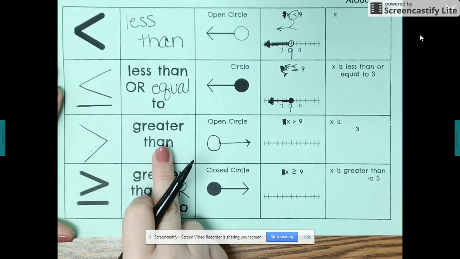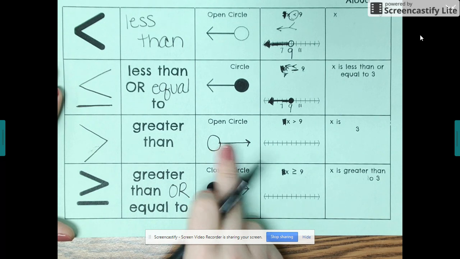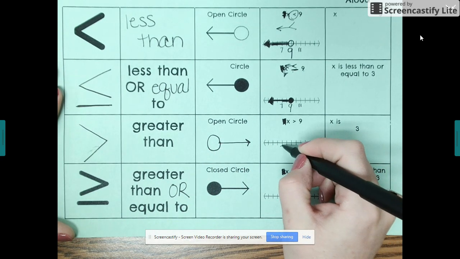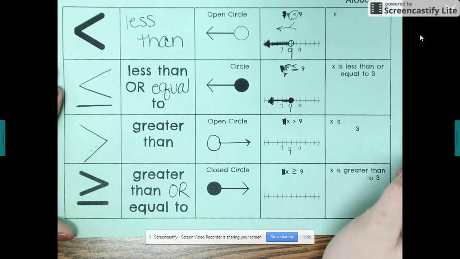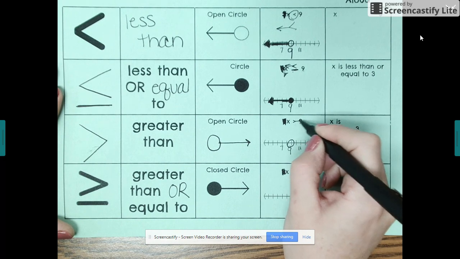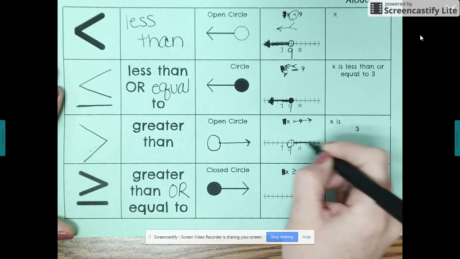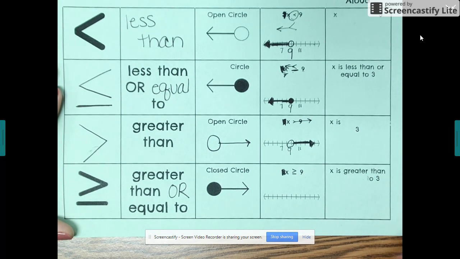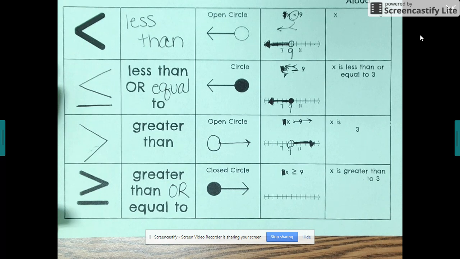Then this one is greater than, open circle, and it points towards this way. So again, let's put our 9. Here's our 7, 11, 12, and so on. It's going to be an open circle, and this arrow is pointed this way. Shade that way. Go ahead and try this last one on your own.